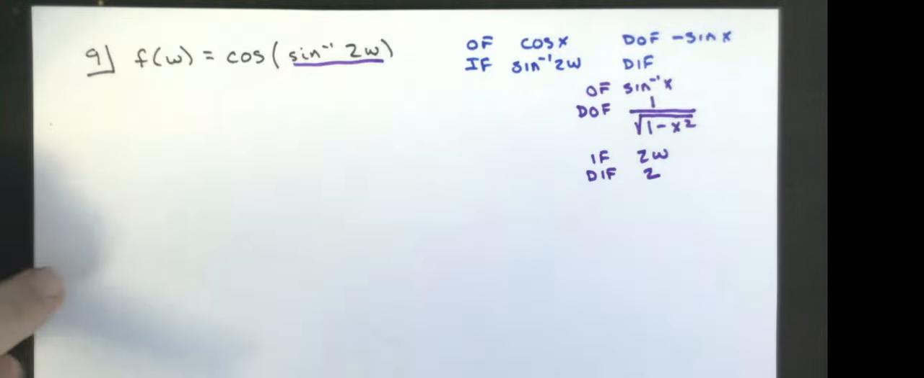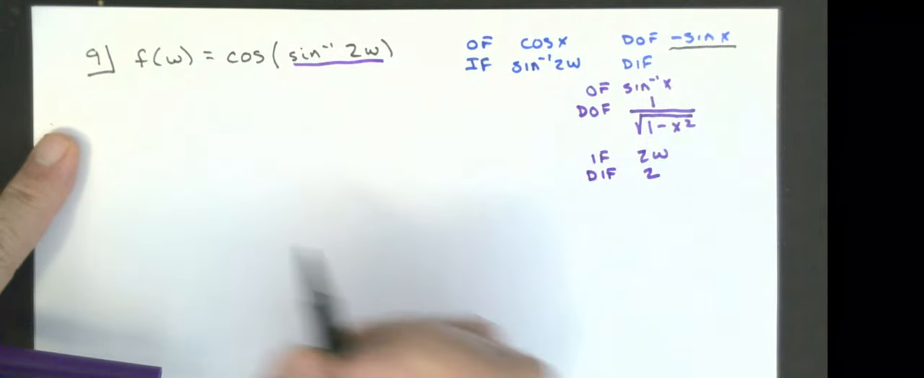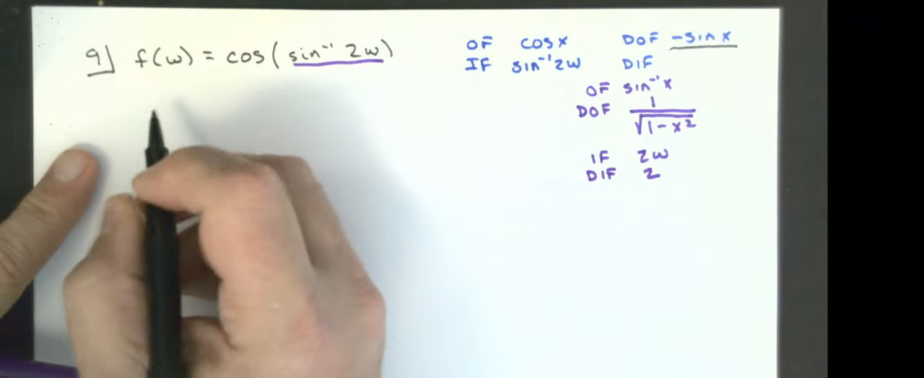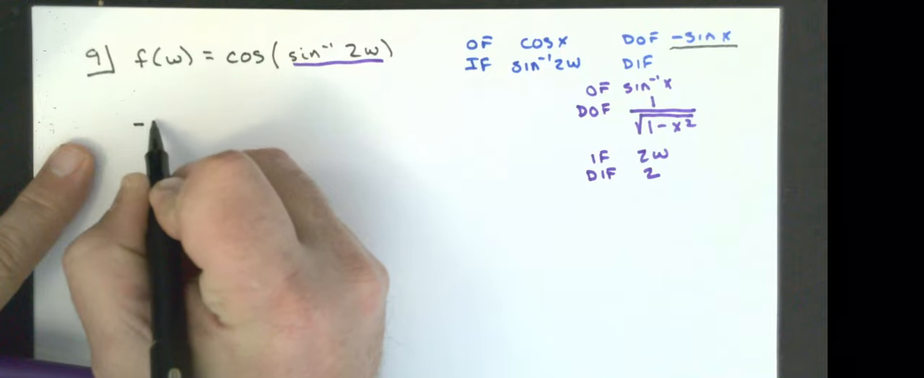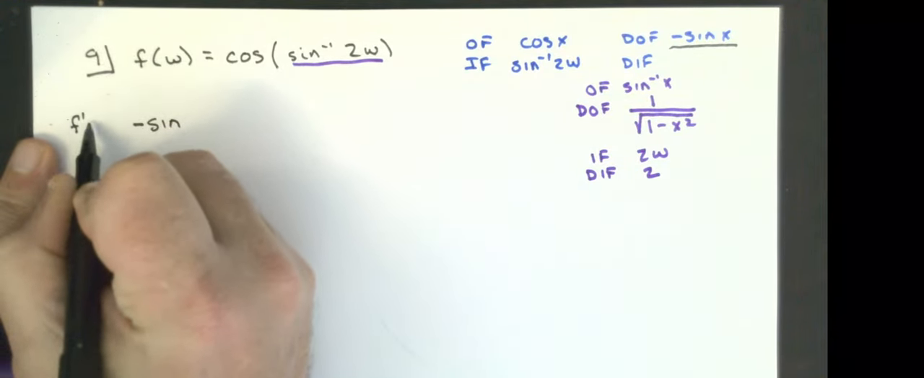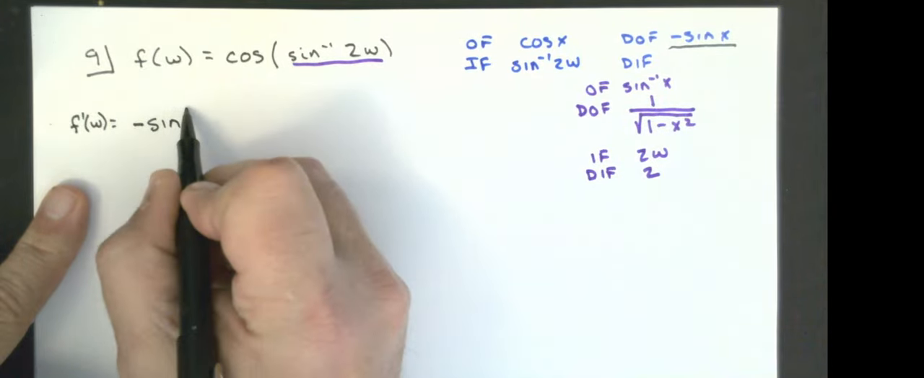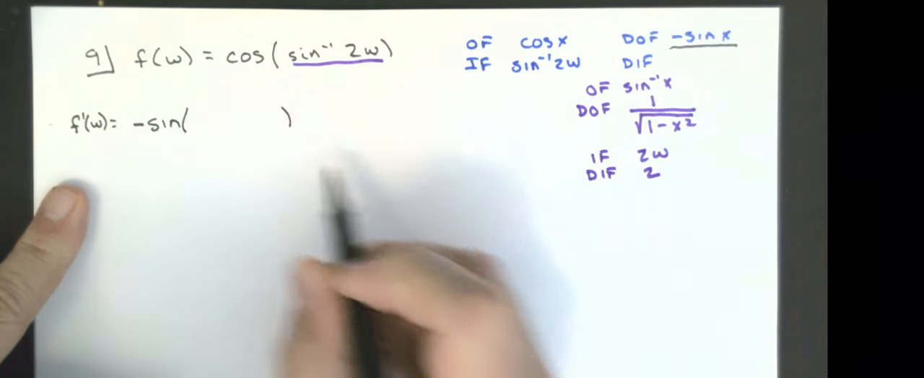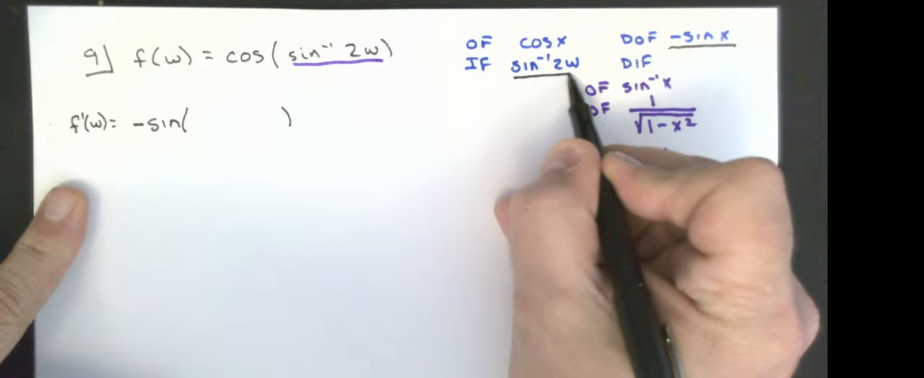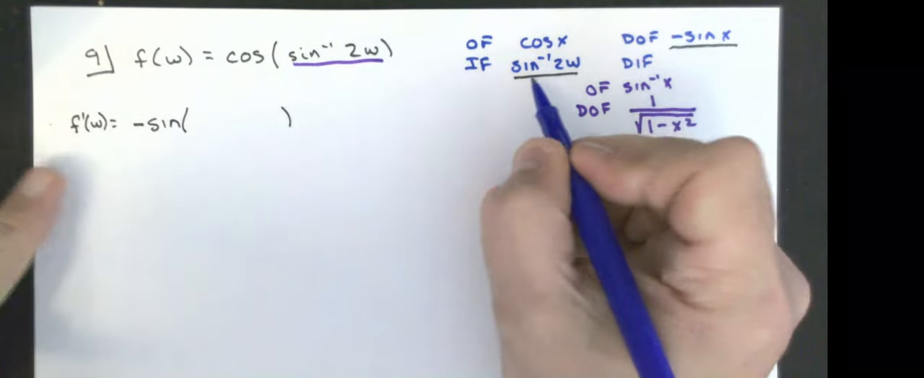So I'm going to take the derivative of the outside function, except where there's an x, I'm putting parentheses. Let me write f prime of w. Except where there's an x, I'm putting parentheses. Inside the parentheses, I'm putting the inside function. I'll do that in a different color. I'll do that one in blue.